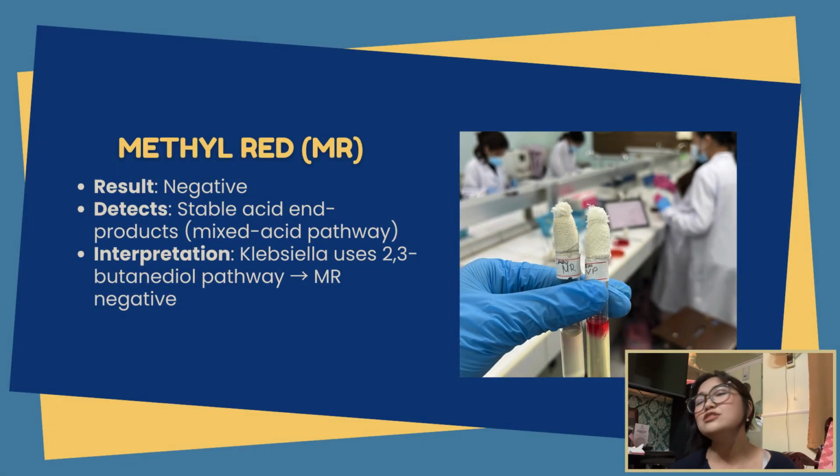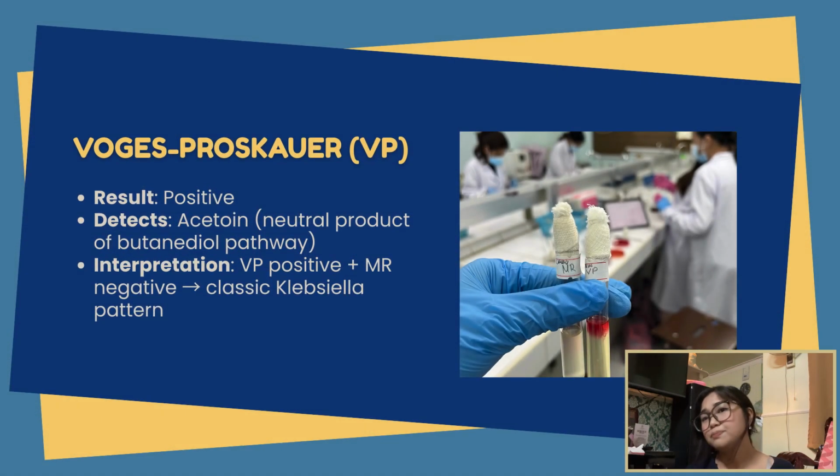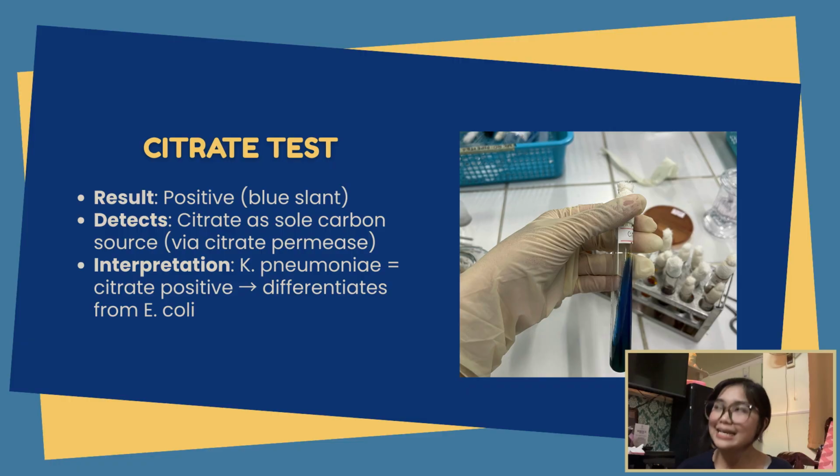And then methyl red was negative. It does not use the mixed acid fermentation pathway, so no strong acid end products were formed. And then Voges-Proskauer was positive, which means it produces acetoin via the 2,3-butanediol fermentation pathway. And then lastly, citrate was positive. It can use citrate as a sole carbon source, which turned the medium blue.